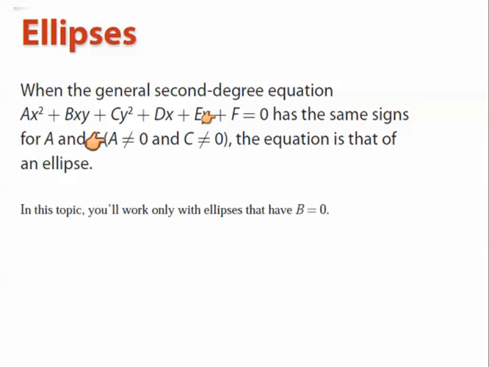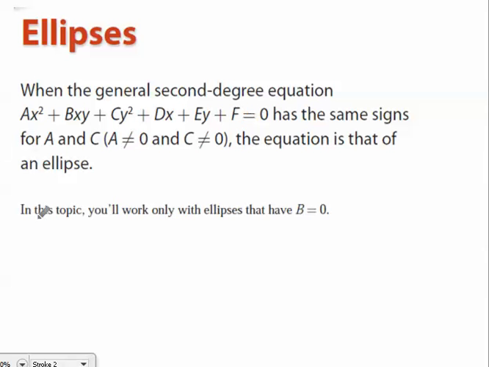C and A are always going to be non-zero, meaning that there's always going to be an x squared and a y squared term in this, and it's always going to be equal to 0. That is the equation for an ellipse.